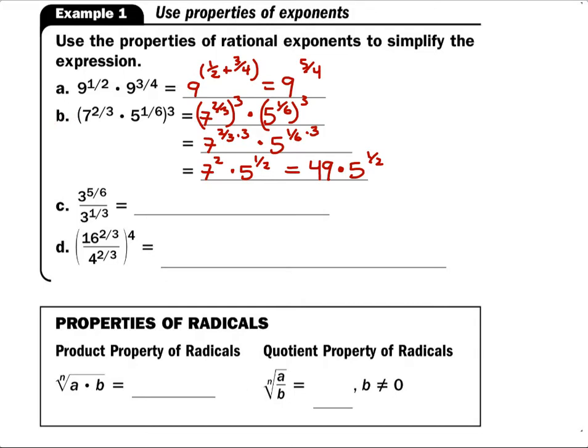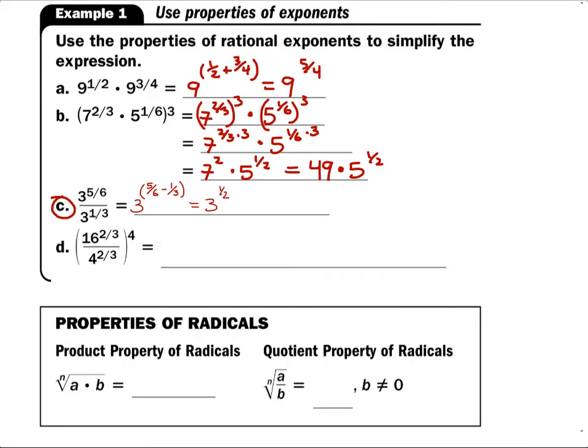For part C, we're meant to show how things work when we divide. And of course, dividing means you take the same base and the exponents subtract. So it's 5/6 minus 1/3. So that's going to be 3 to the 5/6 minus 1/3, which is 1/2.